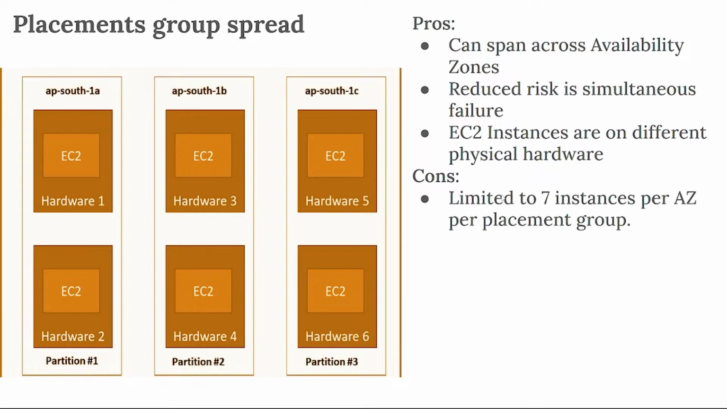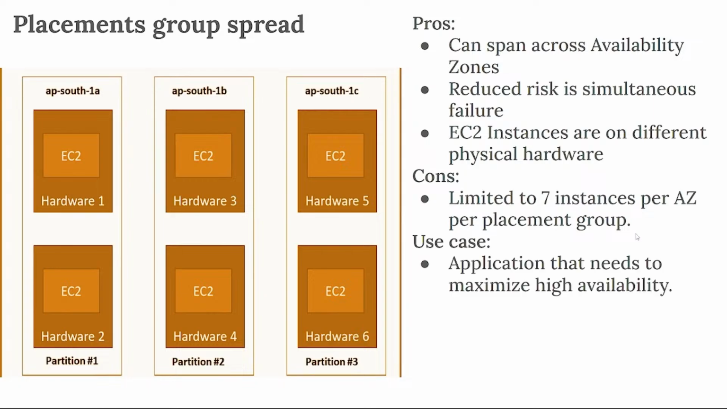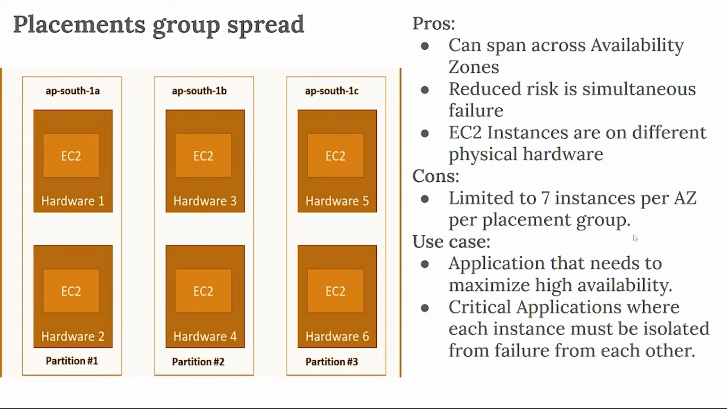So basically, it is limited to 7 instances per availability zone per placement group only. Next is use case. Applications that need to maximize high availability can use it there. Next is critical applications where each instance must be isolated from failure of the others.